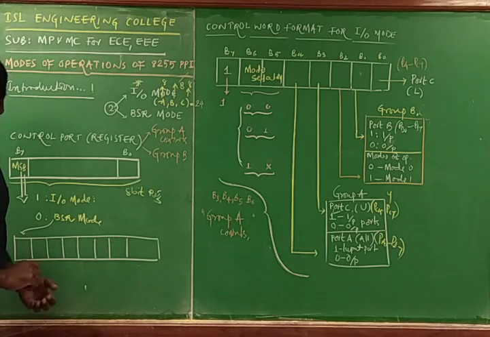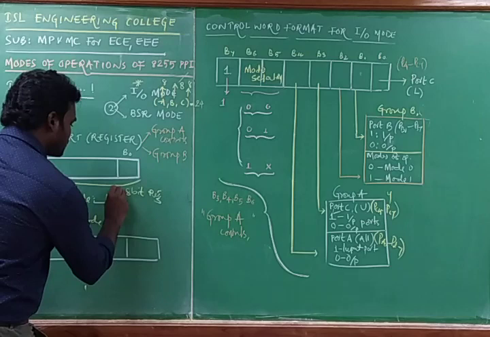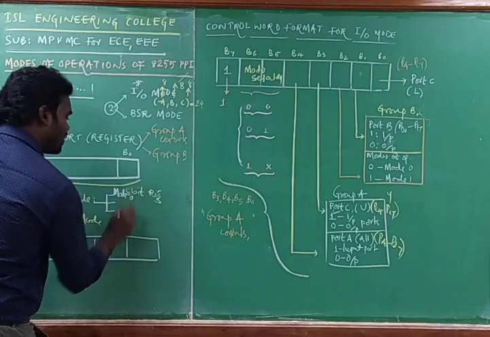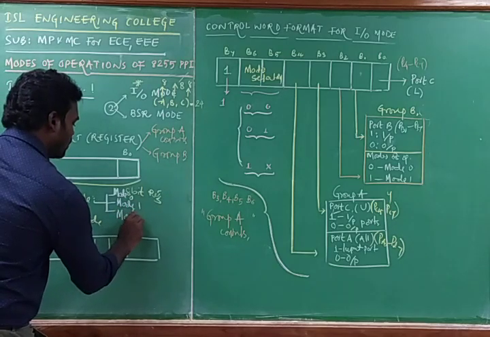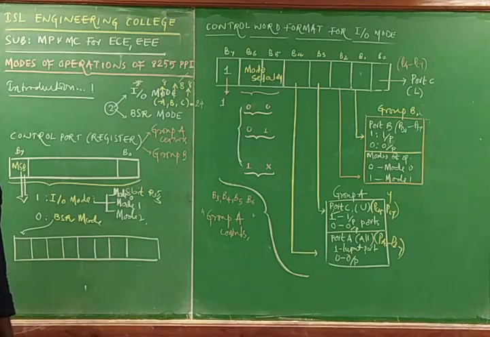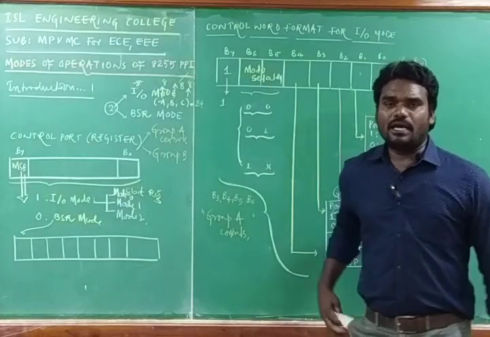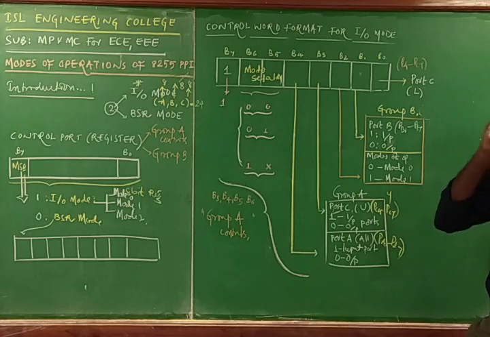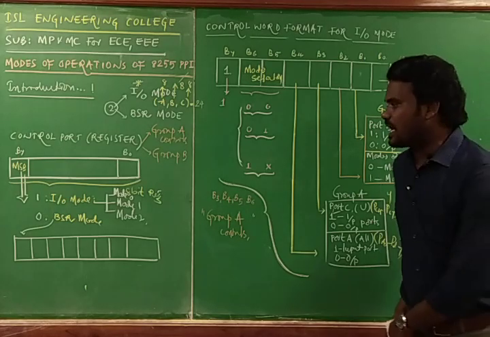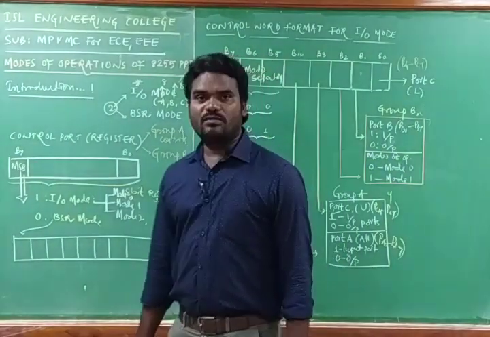IO mode is further classified into 3 modes of operation. The first one is mode 0 operation, the second one is mode 1 operation, and the third one is mode 2 operation. Totally, the 8255 PPI can be operated either in the input output mode of operation or in the BSR mode of operation. And when it is operating in the input output mode of operation, that is again classified into mode 0 operation, mode 1 operation and mode 2 operation.